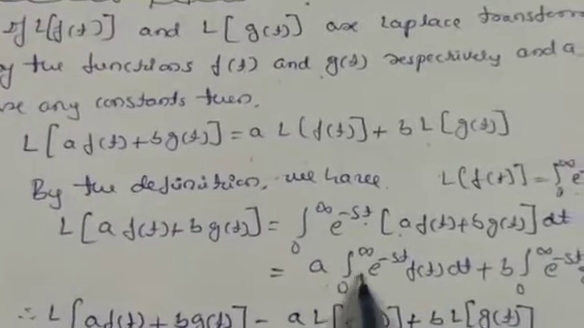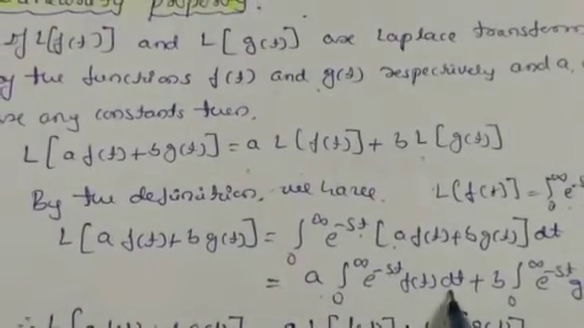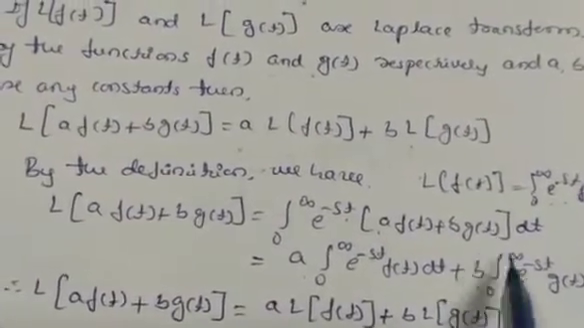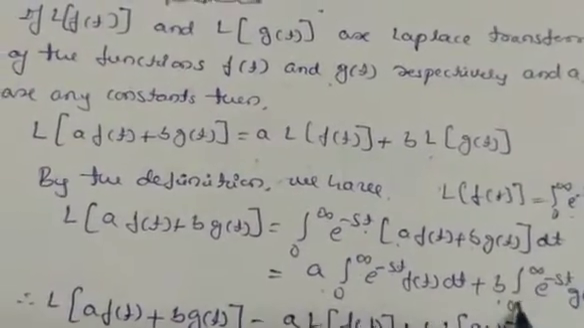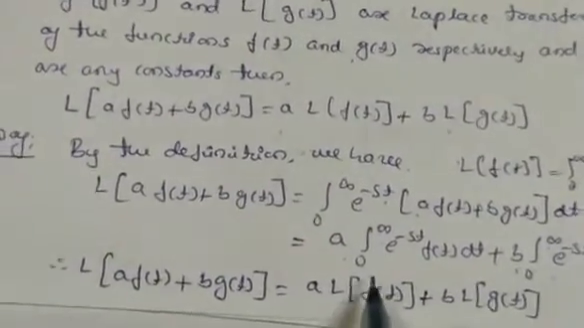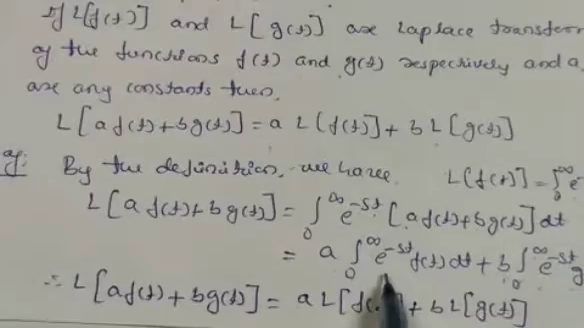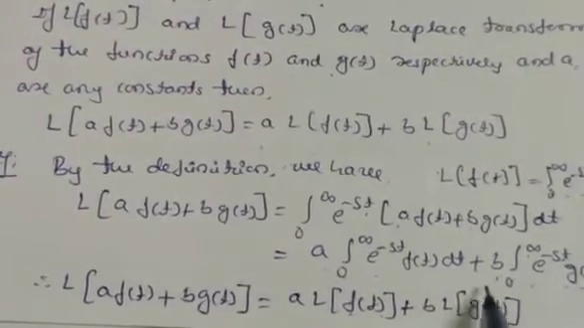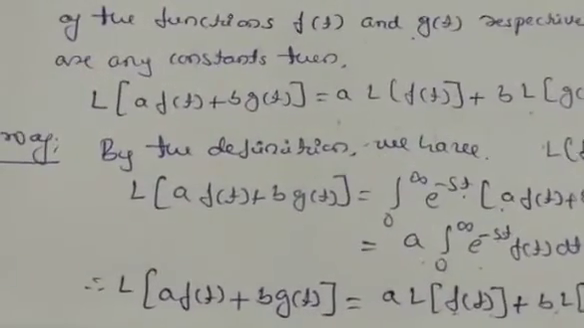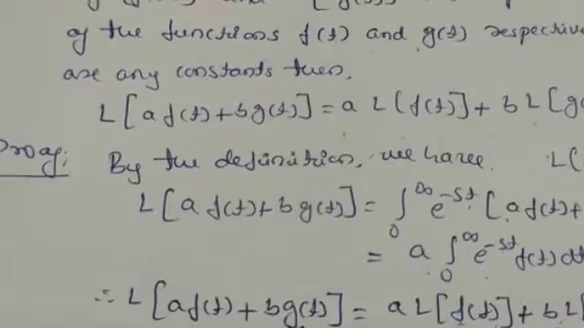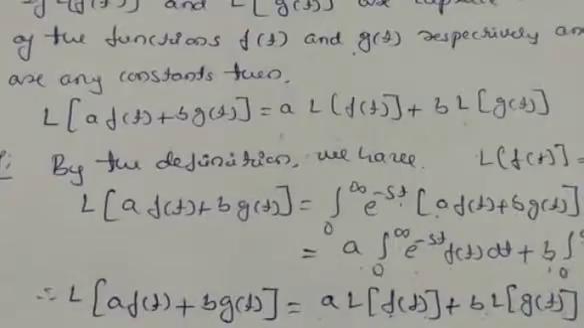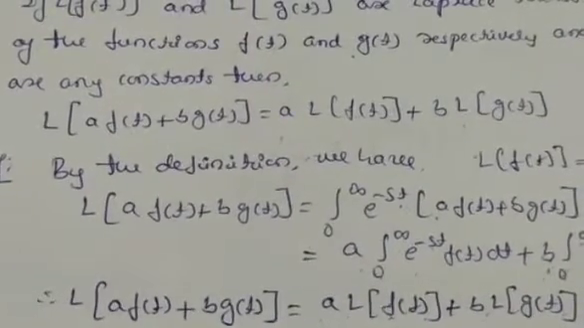a as it is, integration from 0 to infinity of e^(-st) f(t) dt, plus b as it is a constant. It is independent of this integral because we are integrating with respect to t. It is in between, integration from 0 to infinity of e^(-st) g(t) dt. And again let us apply the definition of Laplace transform. This is L{f(t)} and plus this b as it is, and this is L{g(t)}. Therefore the Laplace transform of a f(t) plus b g(t) is equal to a times the Laplace transform of f(t) plus b times the Laplace transform of g(t). This is known as the linearity property.